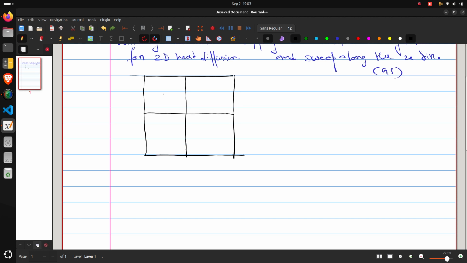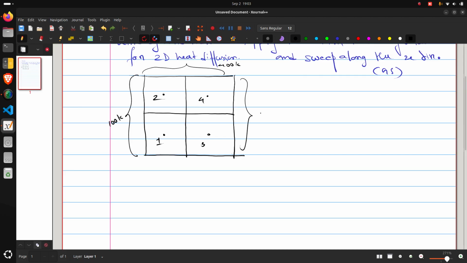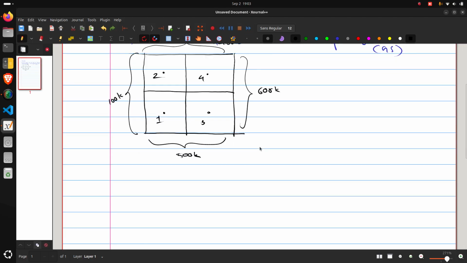We will again take a small domain comprising of 4 cells, 1, 2, 3 and 4. So here we will have say 100 Kelvin, say here 400, here say 600, 500 Kelvin. Okay, so these are all Dirichlet isothermal boundary conditions.